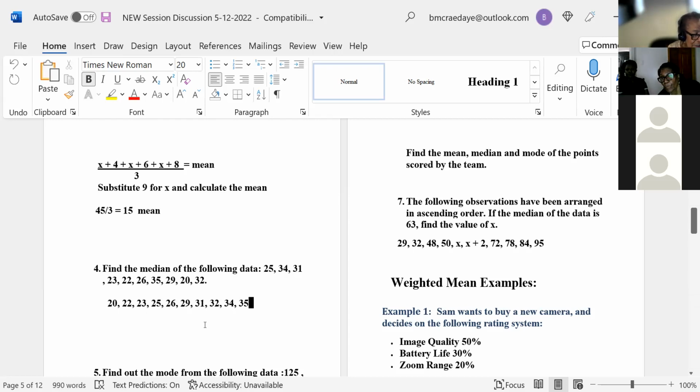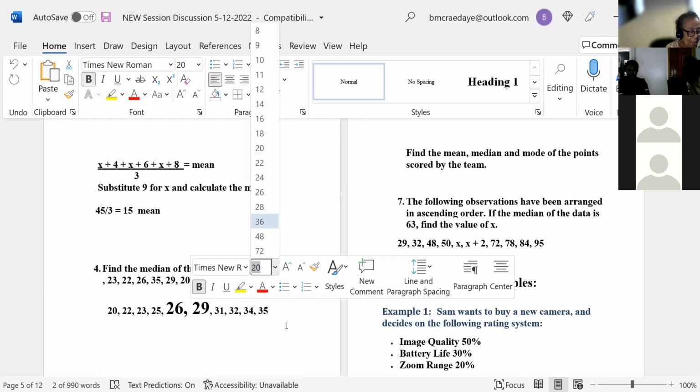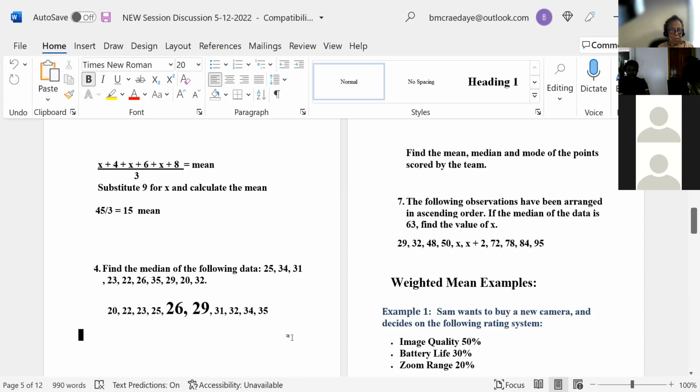Yes. Which two numbers are in the middle, Mercedes? The two numbers in the middle are 26 and 29. See, you have four before and 4 after. So there's Mercedes' two middle numbers. Let's make that big. You see the two middle numbers, right? Okay, Maureen, what do you do with those two middle numbers? You add them together and divide by 2. That's right. So you take 26 and 29, add them, and divide by 2.